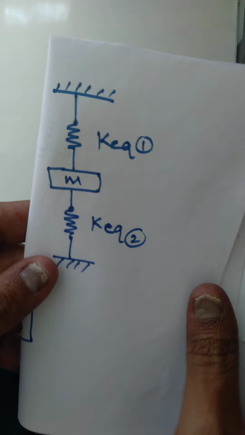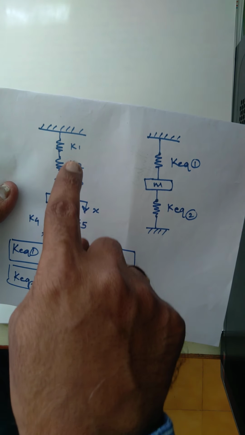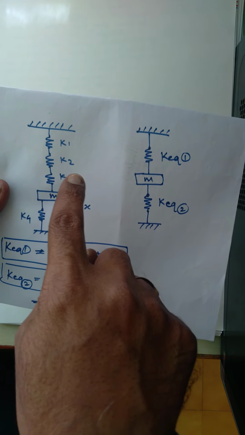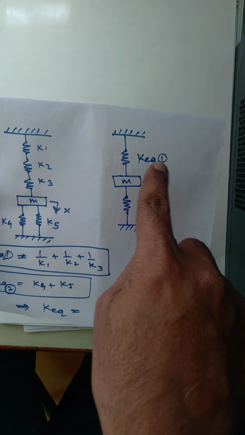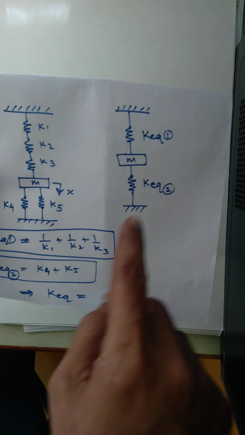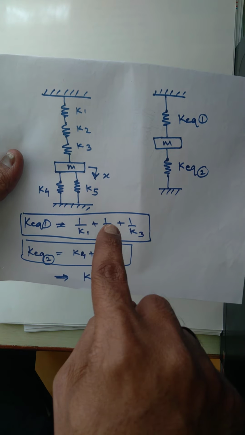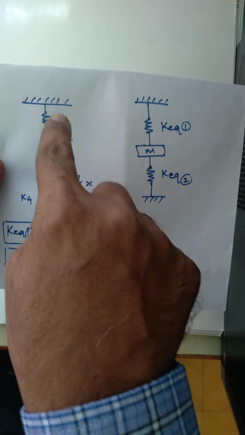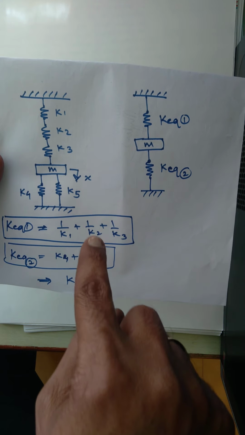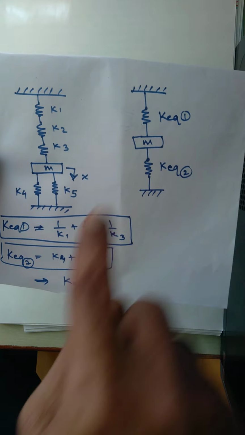Just we have to reduce all the springs. K1, K2, K3 are in series, so we find one K equivalent 1, and for K4, K5 we find K equivalent 2. K equivalent 1 we find by using the formula for series, because all these springs are in series: 1 by K1, 1 by K2, 1 by K3. By using this formula we can find this K equivalent.